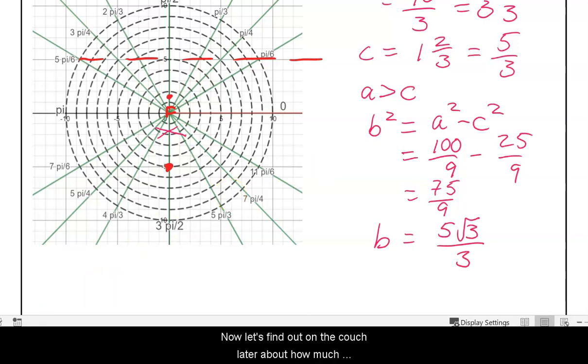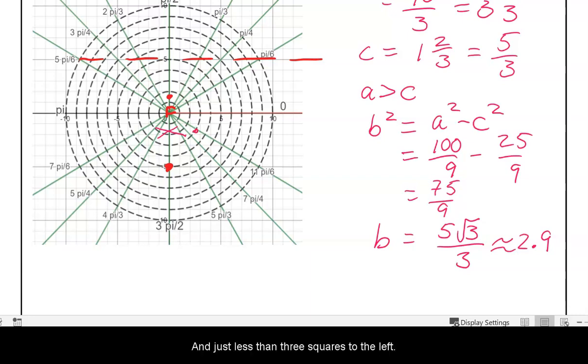Now let's find out on the calculator about how much that is. That's roughly 2.9. Return to the center of the ellipse and move just less than 3 squares to the right and just less than 3 squares to the left. 1, 2, 3-ish. This will give us our ellipse.